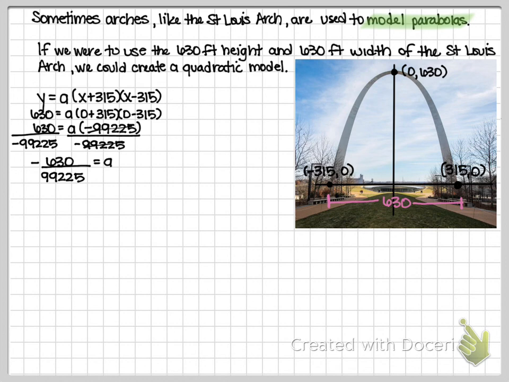Okay, now we can actually write the equation here. And I think we're just going to leave it in factored form. So let's do negative 630 divided by 99,225 times our x-intercepts, x plus 315 and x minus 315. So just a couple of situations where we can use parabolas to model the behavior of what's going on. Arches are actually pretty common.